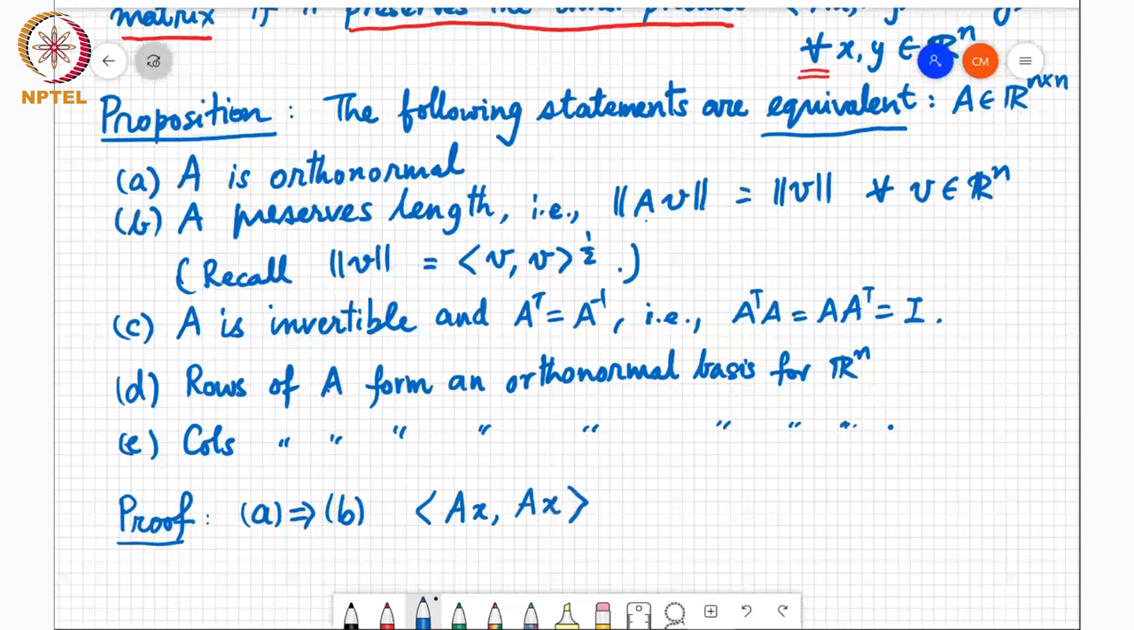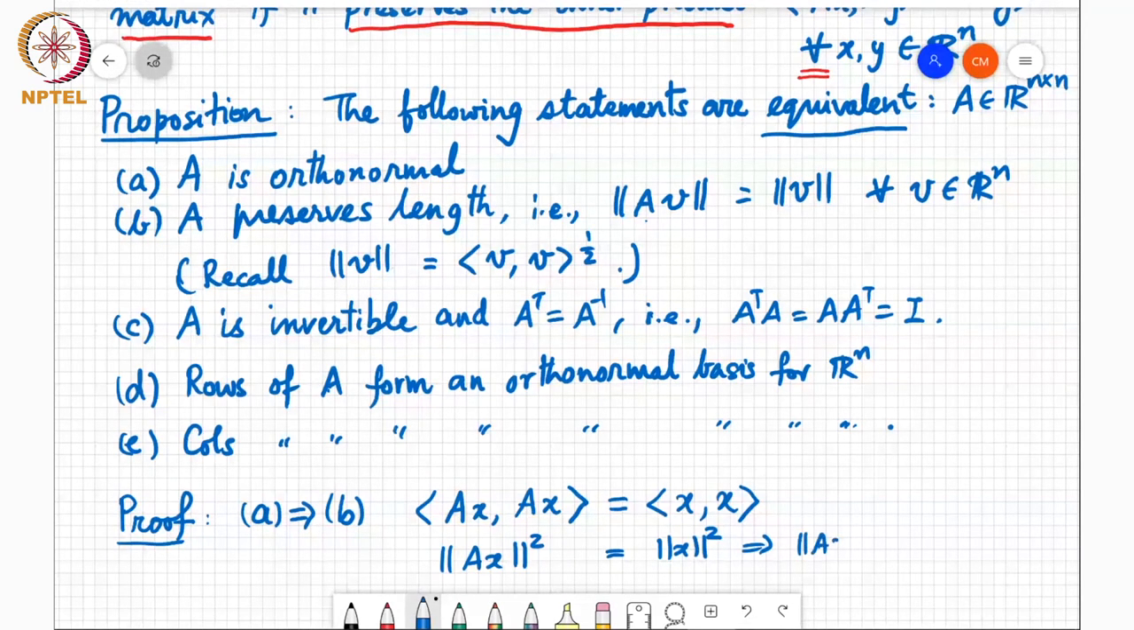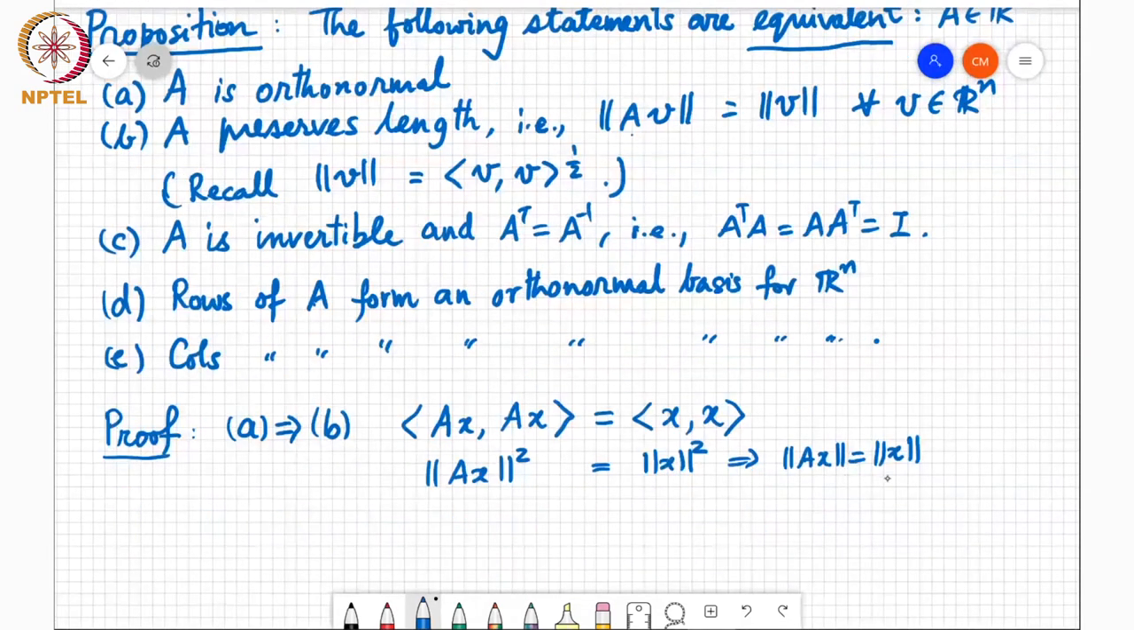And the inner product between AX and AX, because A is an orthonormal matrix, by definition, it preserves inner product. So basically, this is equal to the inner product between X and X. Okay, so that means this is nothing but the norm of AX squared, and this is nothing but the norm of X squared, which means that the norm of AX equals the norm of X. So this is what we wanted to show, that A preserves length. So A implies B. Similarly, B implies A.